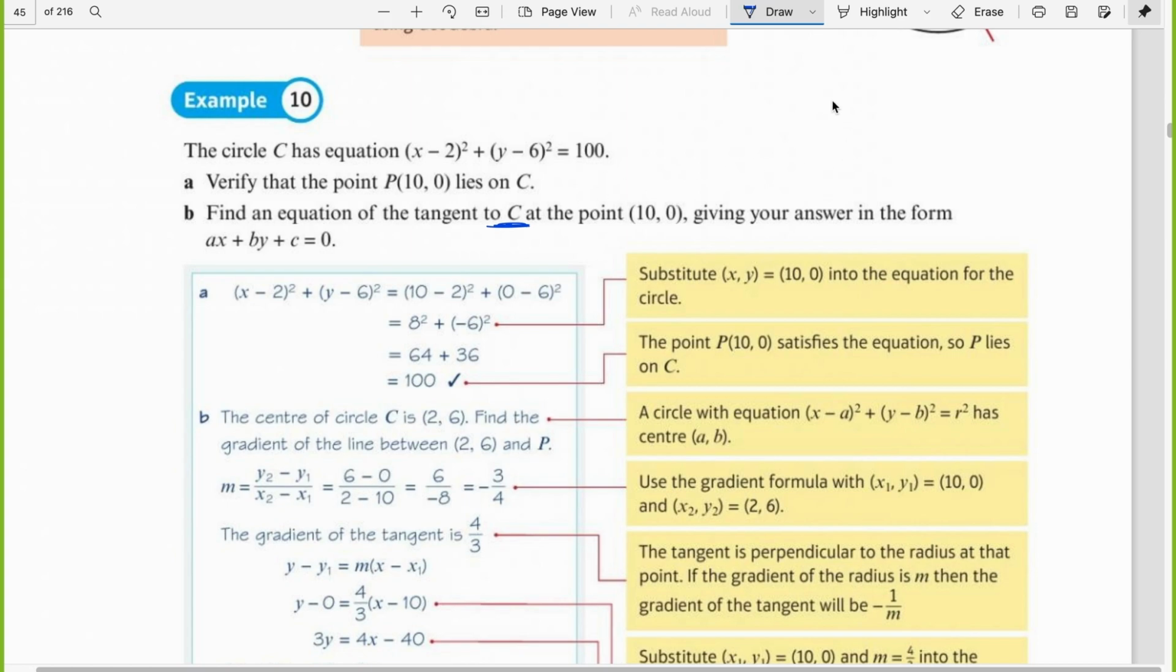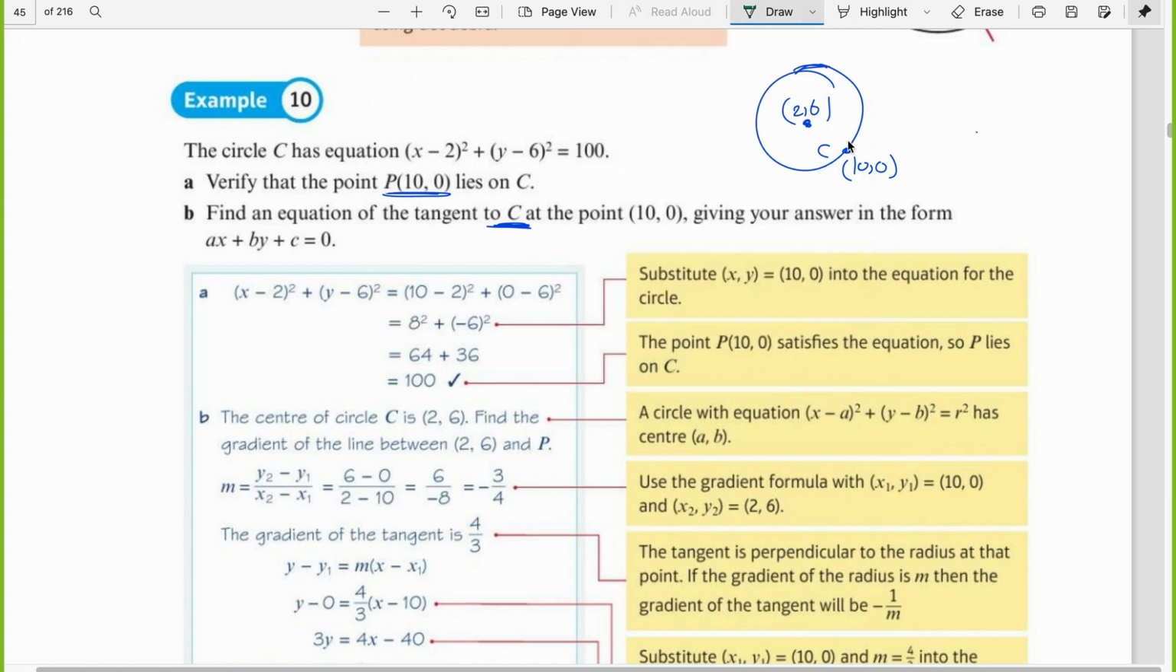Okay, so consider this is the circle and we know that the center is (2, 6). This is just for understanding. Drawing the diagram is not part of the exam. And point P is given, which is (10, 0), let me assume it lies here. So this is the center point C, and we need to find the equation of the tangent.